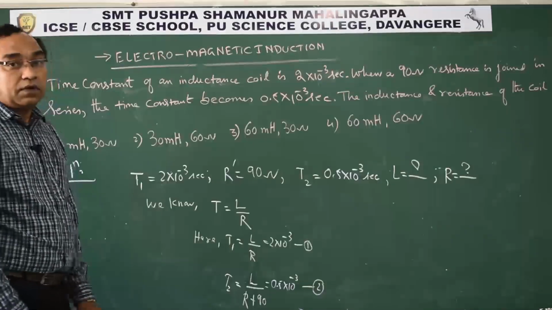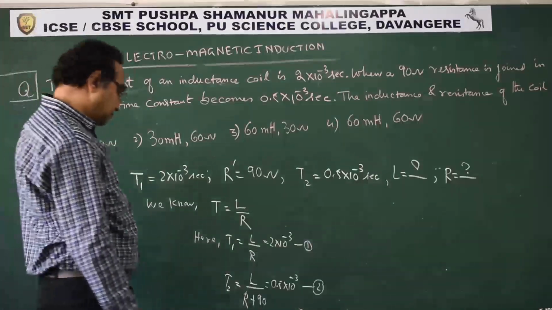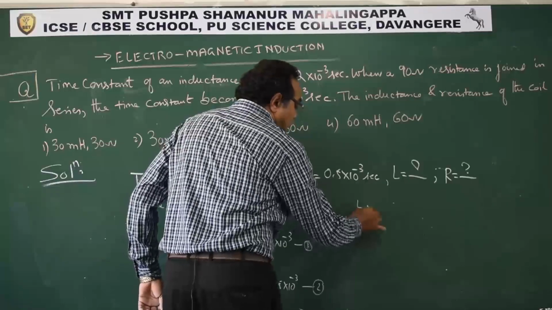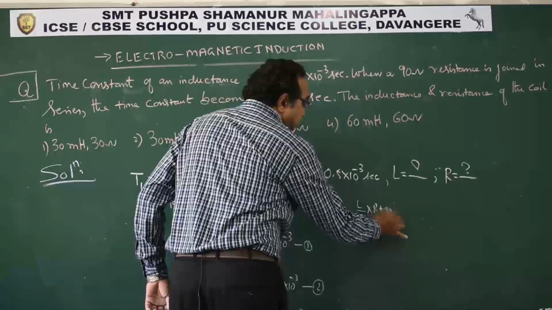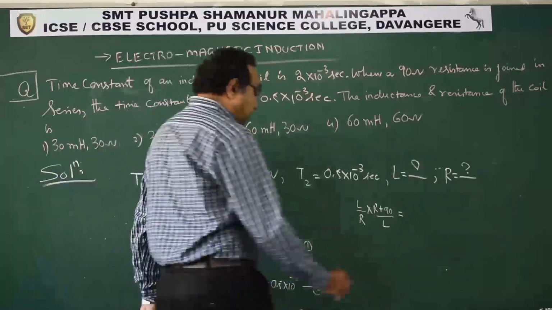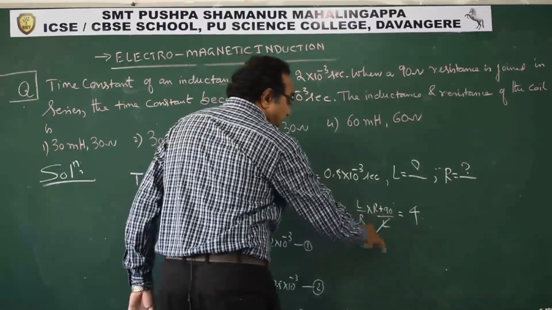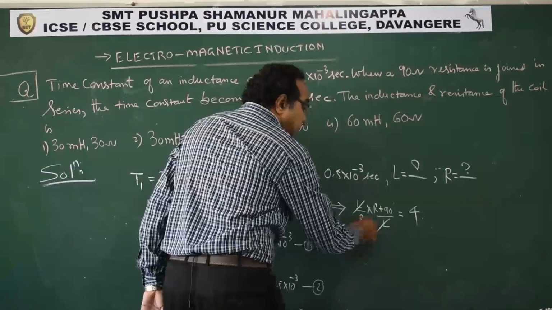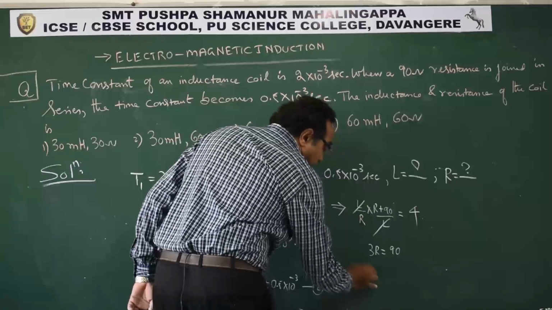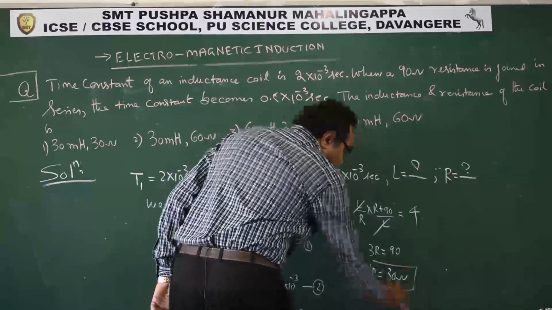So simple now. Get the value of L and R. Divide the two equations. L by R into R plus 90 by L. What you will get by dividing? This 10 power minus 3 cancels. So you get this as 4 by dividing. L cancels out. So what you get? 4R, 3R is 90. So R is 30 ohms. We got the value of R.